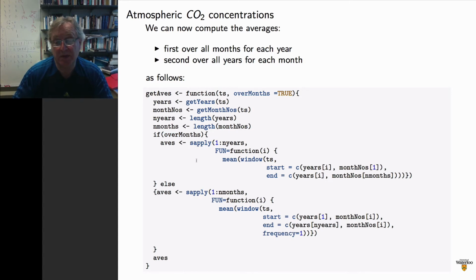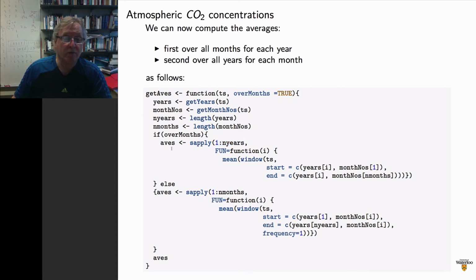If it's over months, that means in every year we want to calculate the average over all of those months. This illustrates a number of functions here. I'm going to sapply over this 1 to the number of years that I've got and apply that function to each year. Here will be i, and I'm just going to get the mean of some data. And what data is that? Well, it's a window in the time series, a window that starts in the first month of the year I'm interested in and ends in the last month of the same year. That's going to average the values over all months in that year, and it'll do that for every year as we go over this list of 1 to n years.